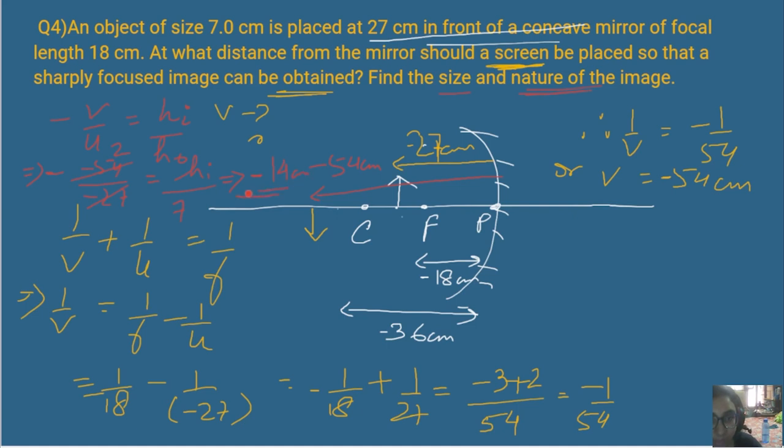So what does this minus mean? It means it is nothing but a real image. It is inverted. So the inversion is given to us by the minus sign, because we know that anything below the principal axis will be negative. So minus 14 centimeter. So 14 centimeter is the height, and nature is inverted. Okay. So 14 centimeter, nature will be inverted. Okay.